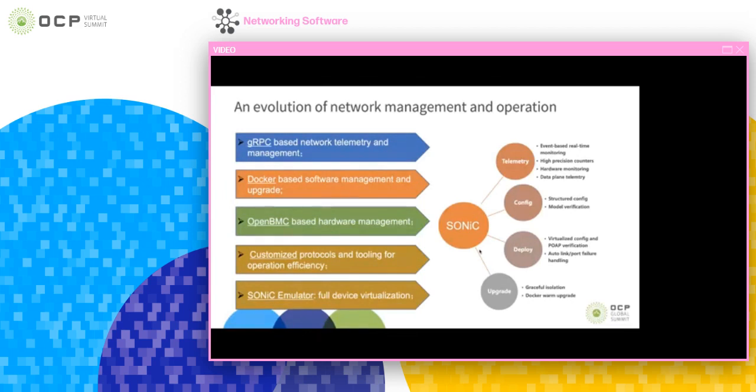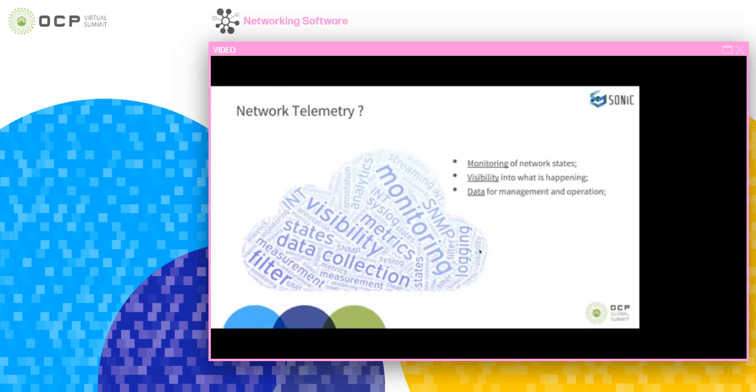Today, we'll have a deep dive into the network telemetry part. So what is network telemetry? Network telemetry means different things to different people, right? There are a lot of keywords you can see for telemetry: visibility, metrics, monitoring, data collection, etc. For us, network telemetry is about monitoring of network states. It's about visibility into what is happening in the network. It's also about data collection and analytics for management and operation purposes.